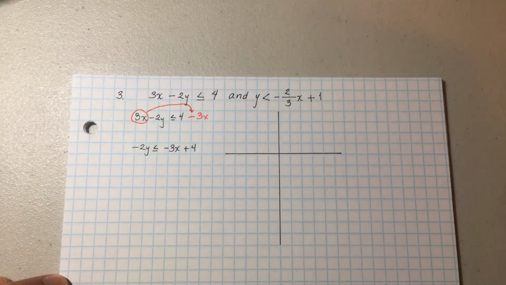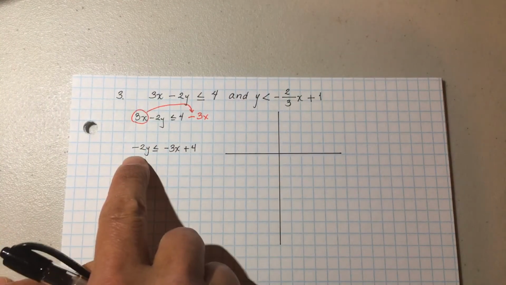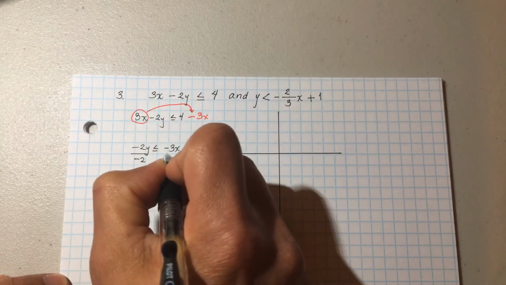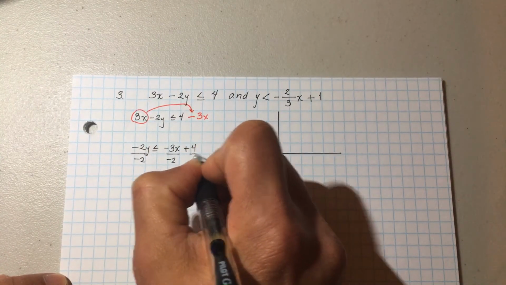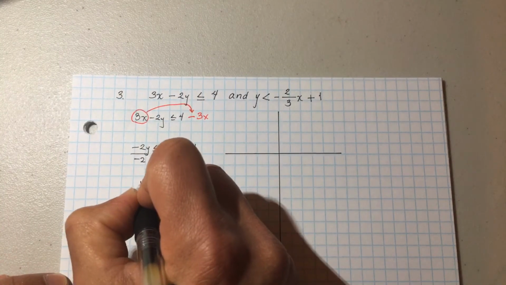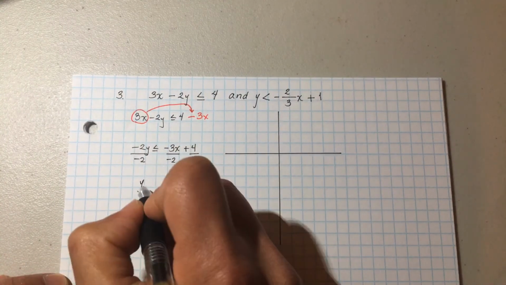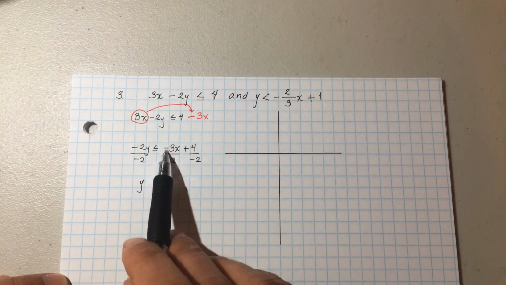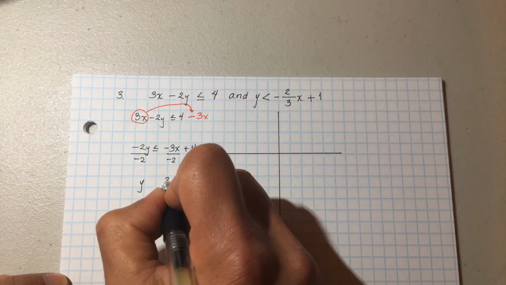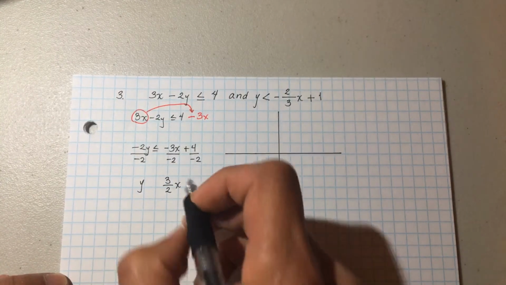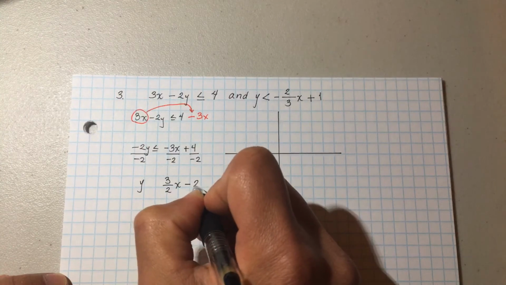Now what do I do? Ahora ¿qué hago? Voy a tener que dividir. Now I'm going to divide by negative 2. Divide everything by negative 2. Negative 2 divided by negative 2 is positive 1. Negativo entre negativo es positivo. Negativo, negativo entre negativo aquí es positivo. Entonces me va a dar 3 sobre 2x. 4 entre negativo 2 es negativo 2.